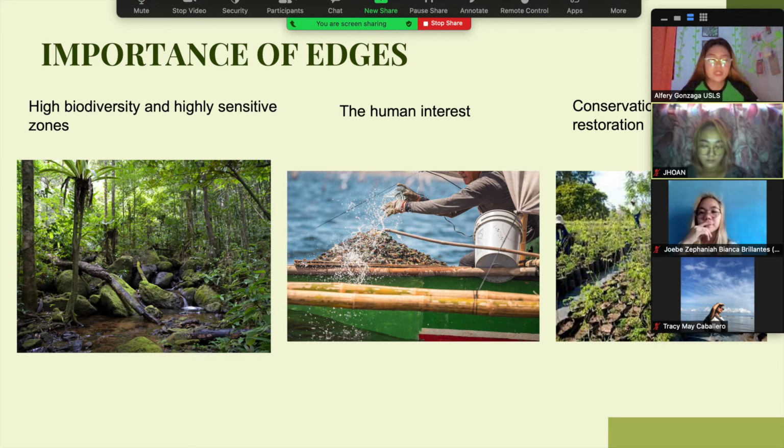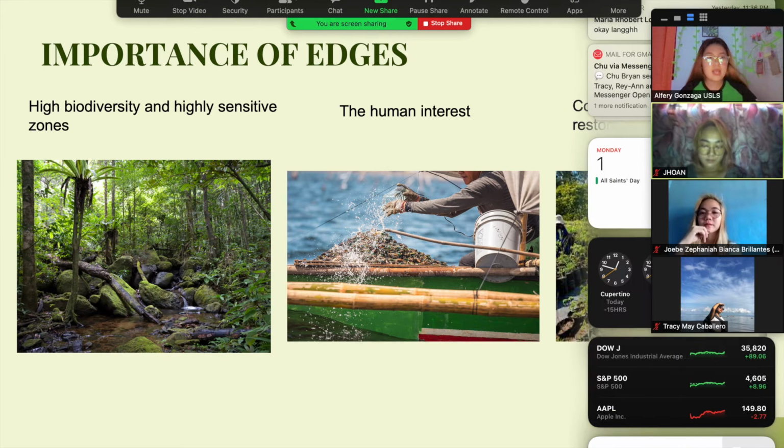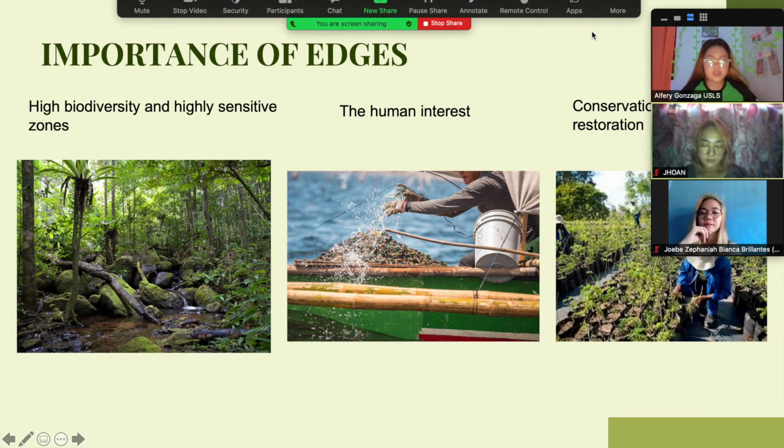Understanding ecotone dynamics helps us understand how we are affecting them. This helps us plan our land use better in the future. Lastly, conservation and restoration.